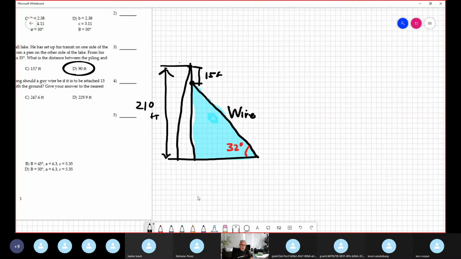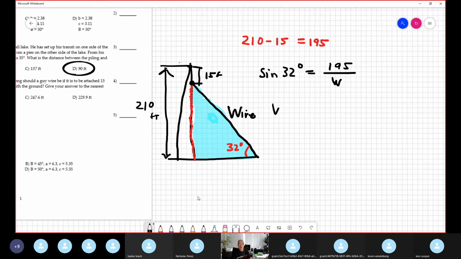Okay. Let's do it now. So now I have the triangle. The only information I have is this side. This side is relatively easy to find because it's 210 minus 15, no? 210 minus 15 is 195. And this is the opposite. Entonces, in my opinion, the best way for solving this problem is using sine. Sine 32 degrees is equal the ratio between the opposite, que es 195, divided by W, que es the wire length. Therefore, W is equal 195 divided by sine 32.